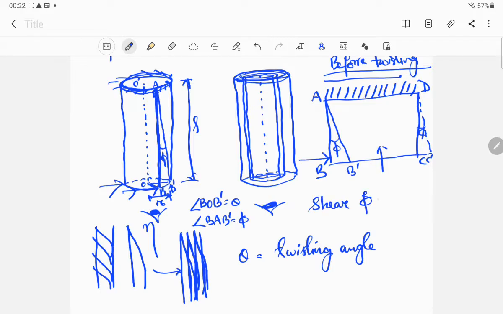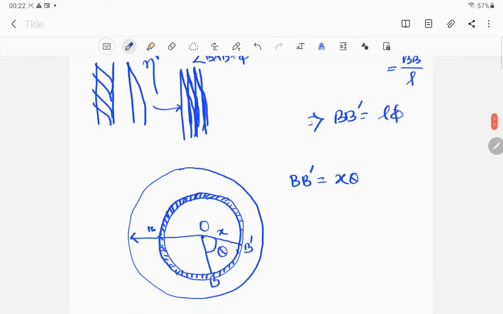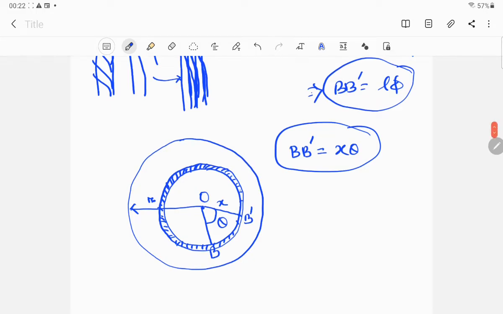So the shear angle is phi, and it is equal to B dash by AB, and all of you know that AB is the length of the cylinder, so it is equal to L. Therefore B dash is equal to L into phi. Now we have two expressions for B dash, one is L phi, another is x theta. So we can make them equal: x theta is equal to L phi.